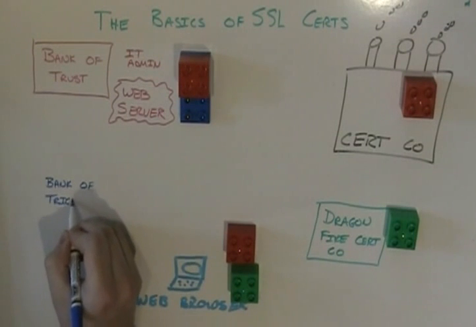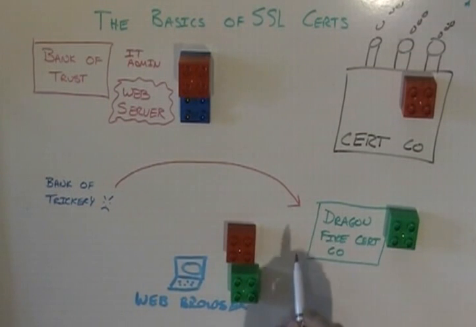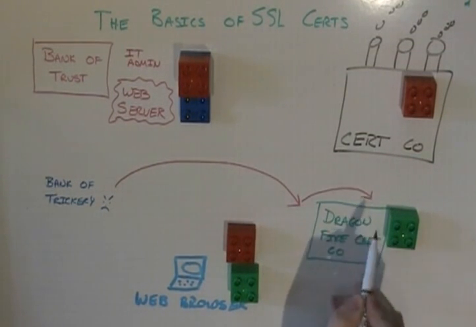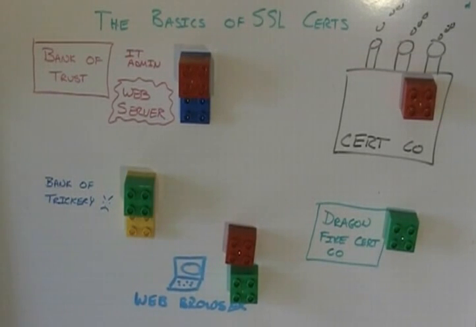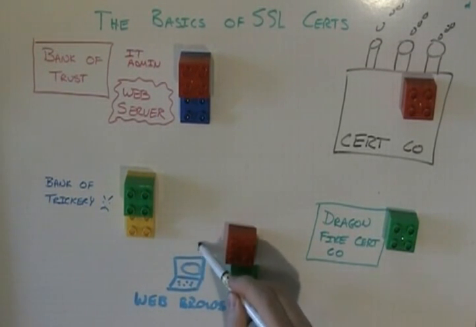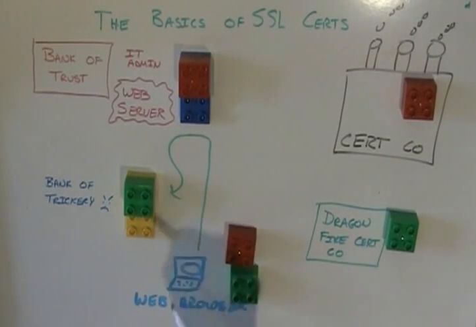Somehow, someone at the Bank of Trickery broke into Dragonfire's computer systems and made a copy of their signing key. That's the green piece that is supposed to be kept very secure. They brought it back to the Bank of Trickery and made a certificate request that looked just like the Bank of Trust. However, in this case, since they had the signing key from Dragonfire, they could sign their own key. What is about to happen also depends on the Bank of Trickery having access to our internet connection or otherwise being able to redirect our traffic. This is actually easier than one may think, especially depending upon where you live in the world.